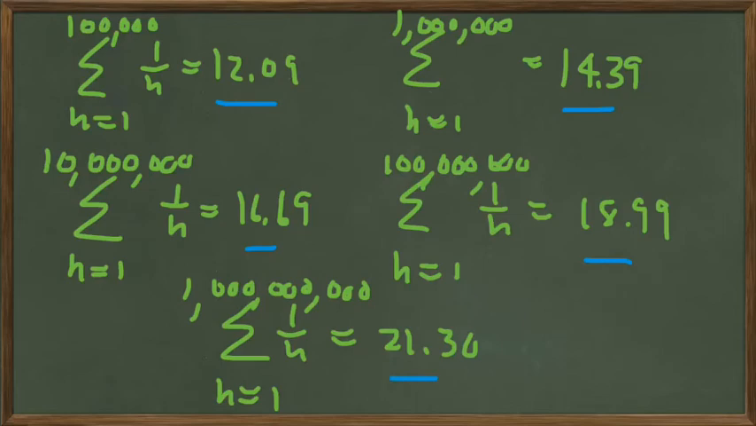And each time we're doing this, we're adding a huge number more terms, right? We're adding 900,000 more terms going from here to here. And going from here to here, we're adding 9 million more terms. Here we're adding 90 million more terms. And from here to here, we're adding 900 million more terms. So that gives you a good idea how slowly it diverges.